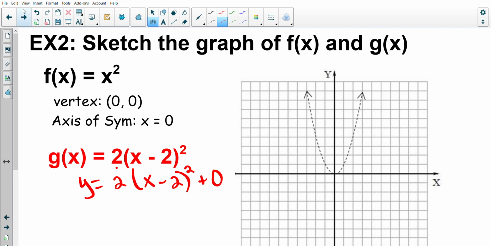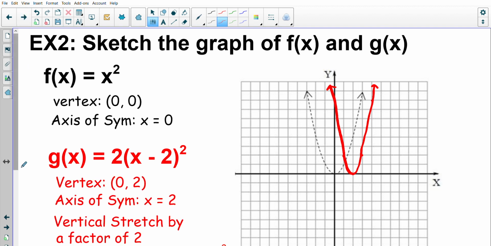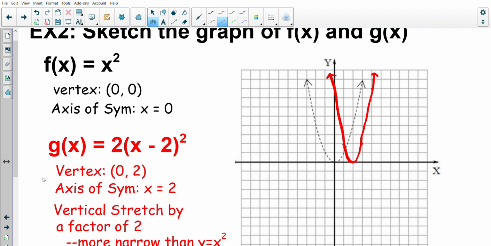So you put it in Desmos, and you see it looks something like that. It's a little bit more narrow than the original x squared. It's been shifted to the right 2 places. And remember that more narrow, we call that a vertical stretch by a factor of 2.